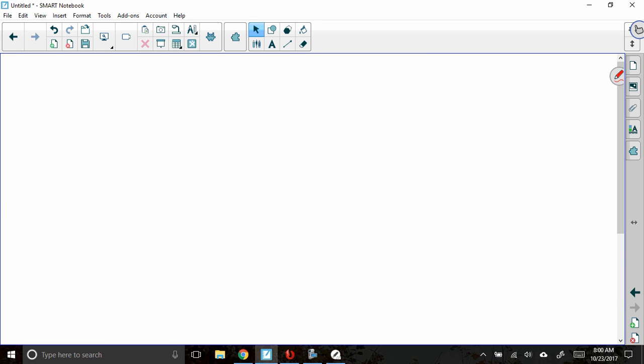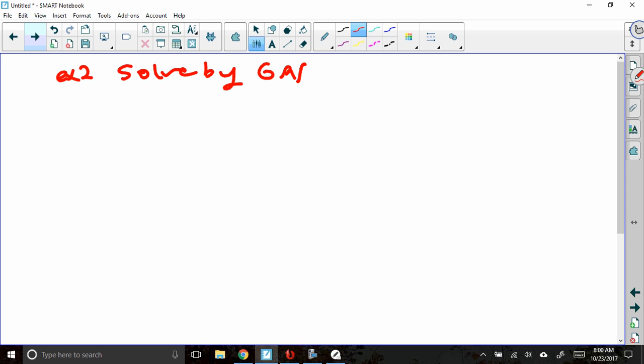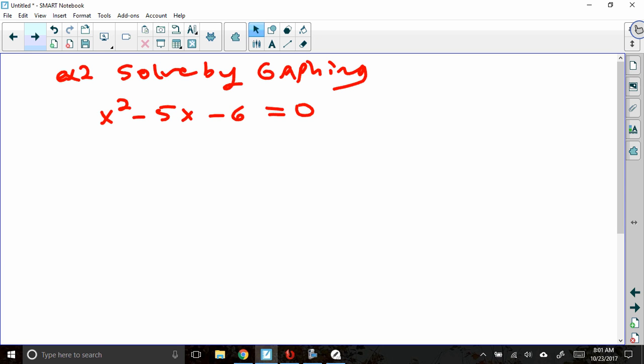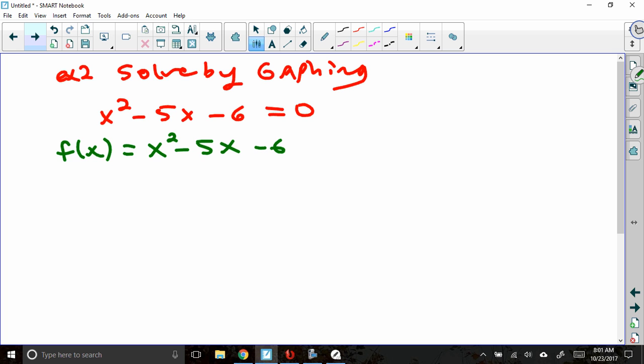The next one we'll try, example 2, solve by graphing x squared minus 5x minus 6 equals 0. So again, we need to think of this as a function. So f of x would be x squared minus 5x minus 6. You don't have to write that every time, but think of it that way. And remember, we're finding the 0 of the function. We want to, in effect, replace y or f of x with 0.